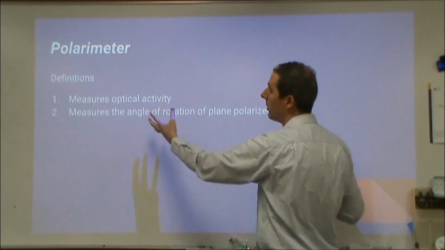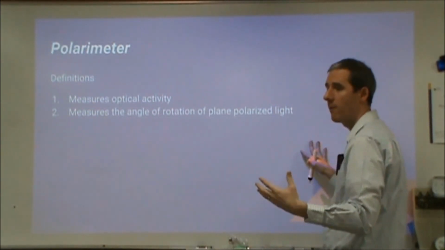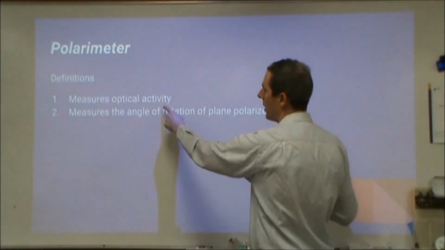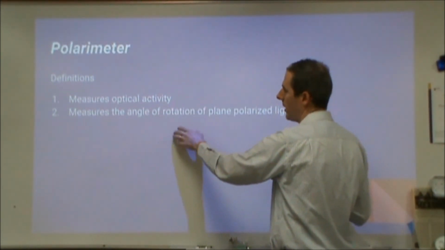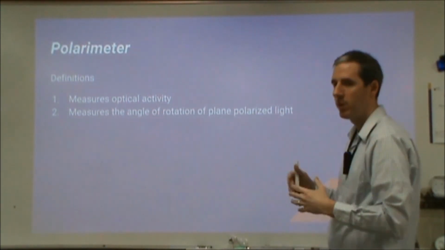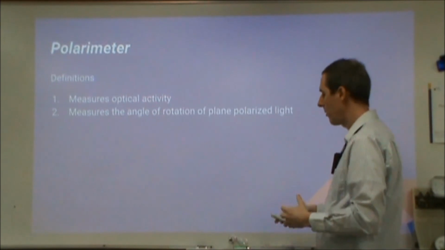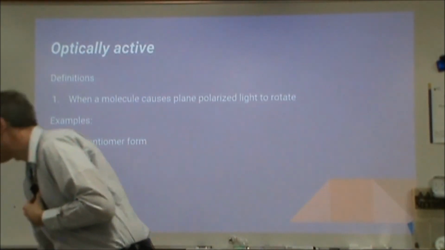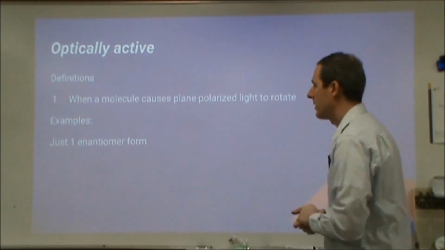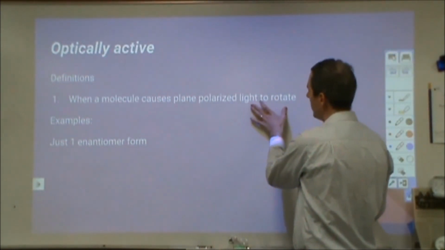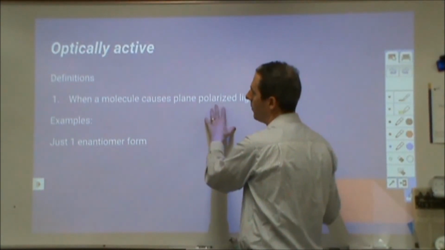And so we want to be able to analyze which of the forms we have and when that's going to be relevant. So a polarimeter is a machine that can measure what's called optical activity, which we'll define in a second. And it measures the angle of rotation of plane polarized light, which is something that these chiral compounds have an influence on. So let's go through, define that, and come back to this. So something that's optically active. Okay? So when a molecule causes plane polarized light to rotate, that's considered the definition of what optically active is.